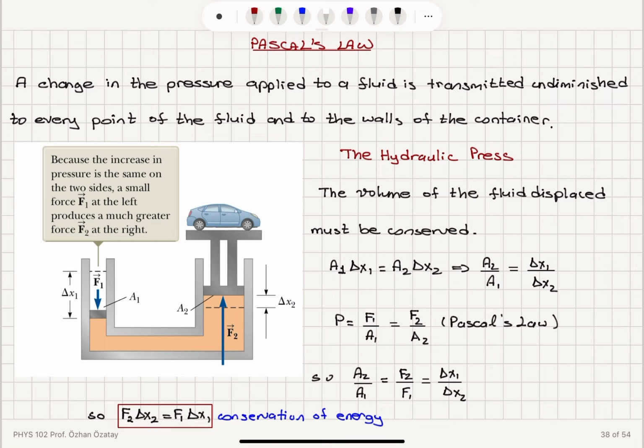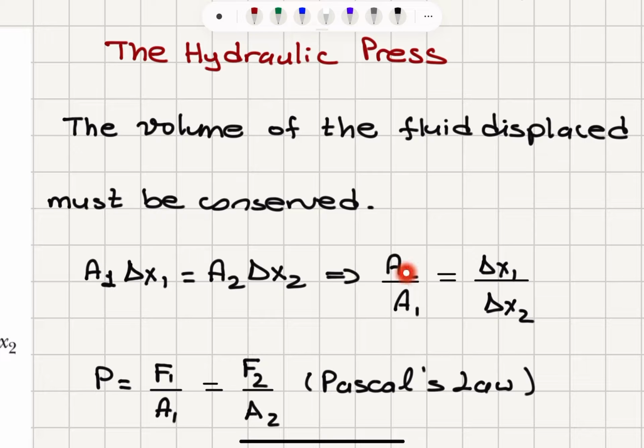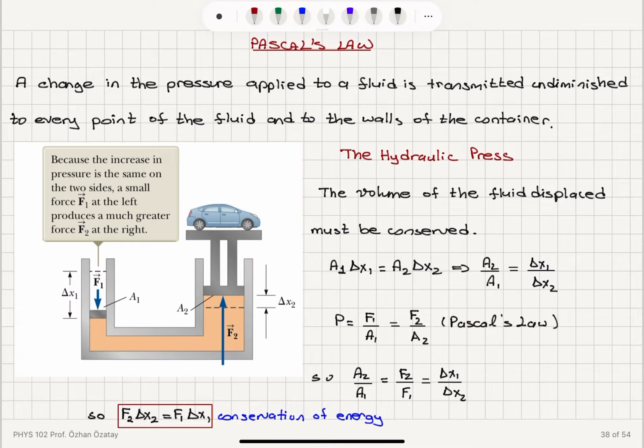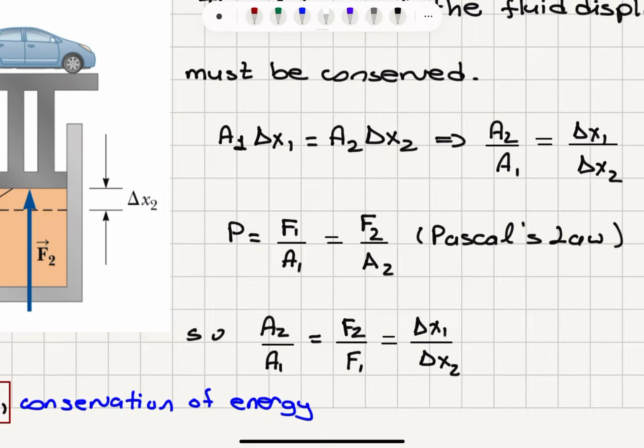So the volume of the fluid is conserved: A1 delta x1 is A2 delta x2. That gives us A2 divided by A1 equals delta x1 divided by delta x2. On the other hand, Pascal's law tells us that the pressure that we apply here must be equal to the pressure that we see on this side, because this is transmitted undiminished to every point of the fluid. That is equal to F2 over A2. So F1 over A1 equals F2 over A2.